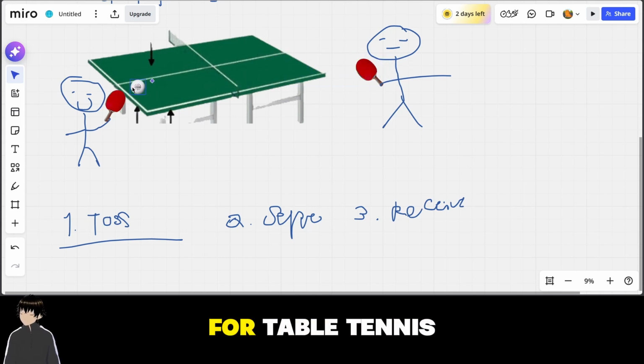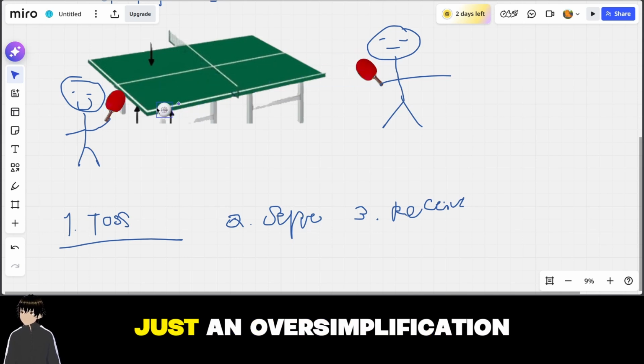That's basically it for table tennis. Basically just an oversimplification of it.